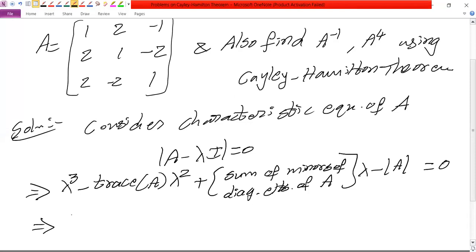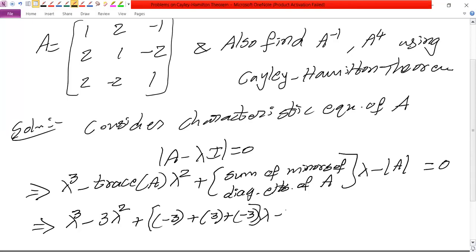We started. Okay. So lambda cube minus trace of A into lambda square. Trace of A is 3. So we'll get 3 lambda square. Plus sum of minors. First, I am writing 1 minus 4 is minus 3, plus, for the second diagonal element, 1 plus 2 is 3, minus 2, plus lambda. For the third diagonal element, third row third column, we get minus 3, into lambda minus det A.